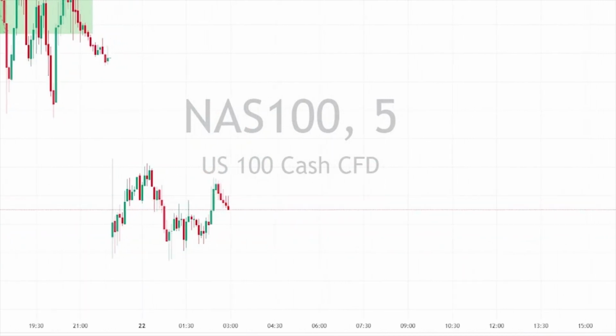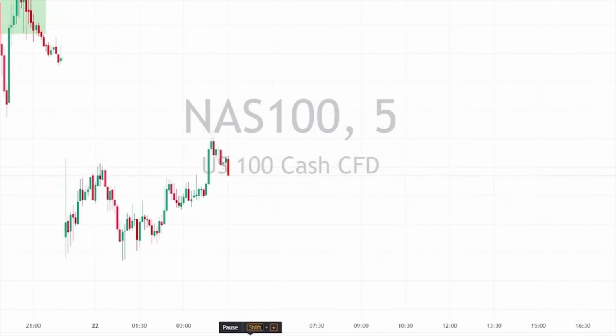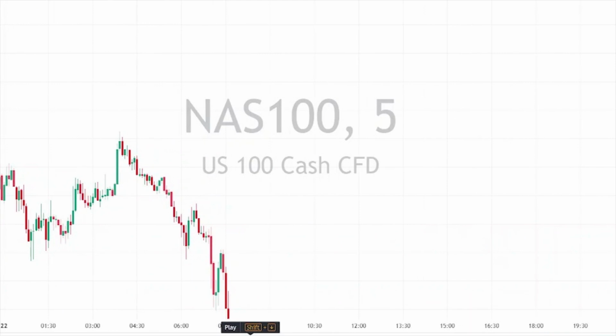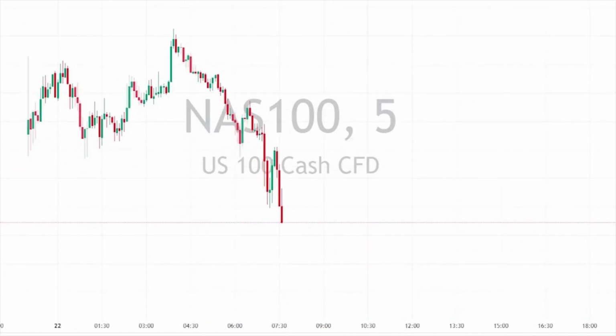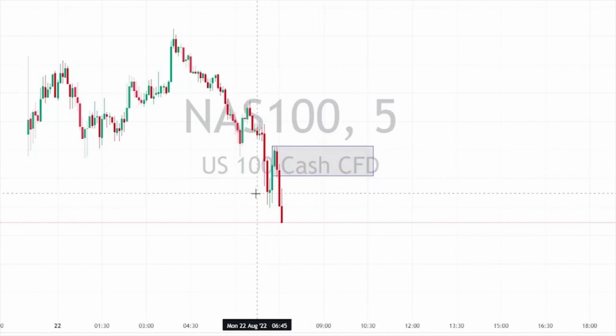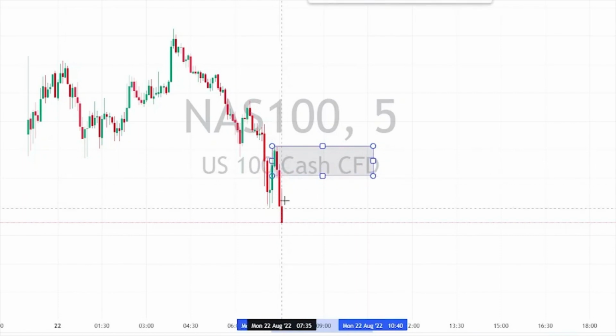The last up candle before the drop. That is what happens. The last up candle before the drop. This is supply, though it's a low probability supply, but this is supply.